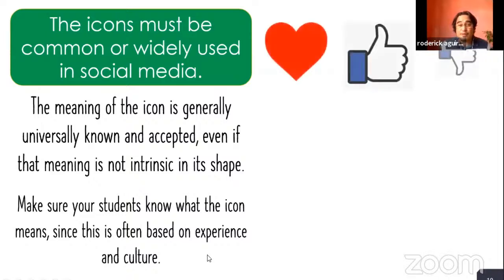Make sure your students know what the icon means since this is often based on experience and culture. Good example would be, anong pinagkaiba sa heart sa like? Siguro pag heart is mas malalim na attachment ka, whether on the statement or sa tao. Pero kung like lang, siguro hindi mo kilala masyadong tao, pina-follow mo lang siya, pero naniniwala ka sa sinasabi niya, like ka lang. So I believe the kind of icon that our students will use will depend on their mental and emotional attachment to both idea and the person delivering the idea.